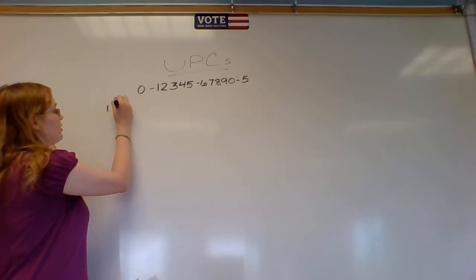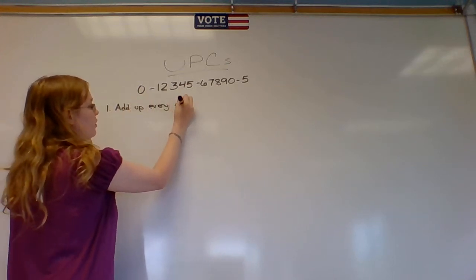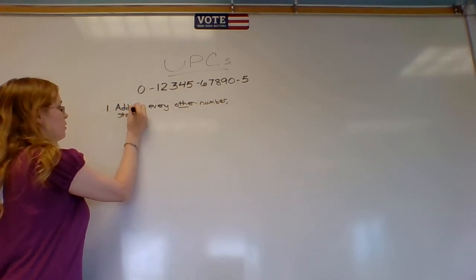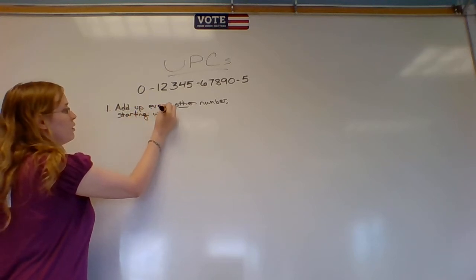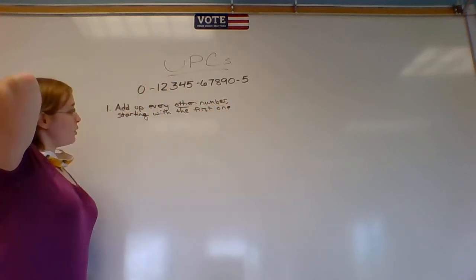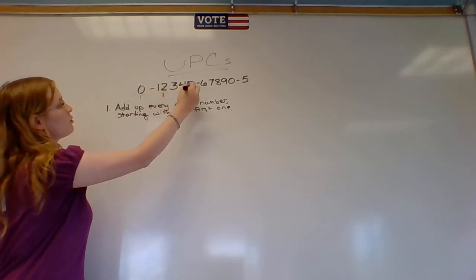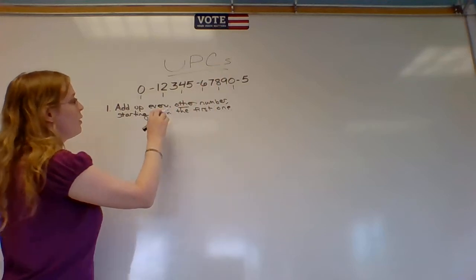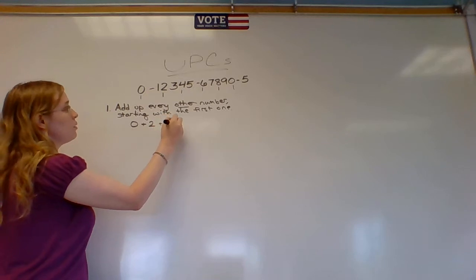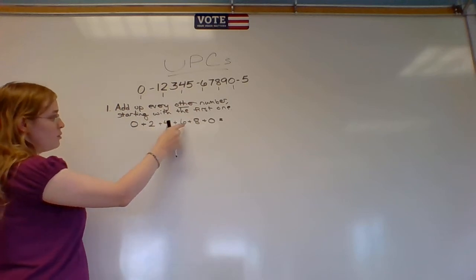So number 1 is add up every other number starting with the first one. So every other number. So that means you add one, skip one. So starting with the first one. This one, this one, this one, this one, this one, this one. Okay, so you should be adding up 6 numbers. So in my case, 0 plus 2 plus 4 plus 6 plus 8 plus 0. And that adds up to 20.